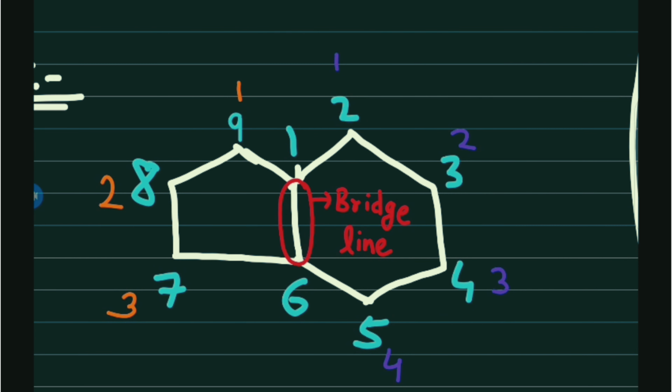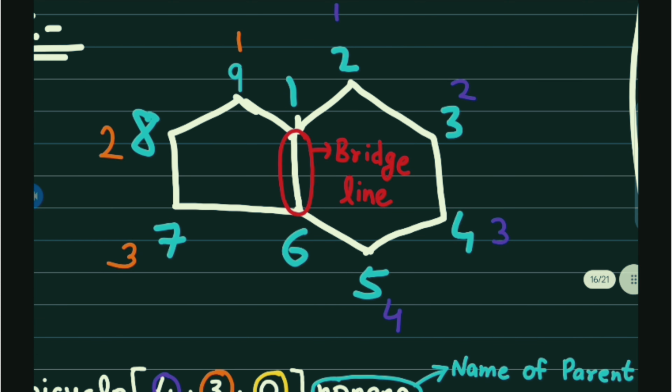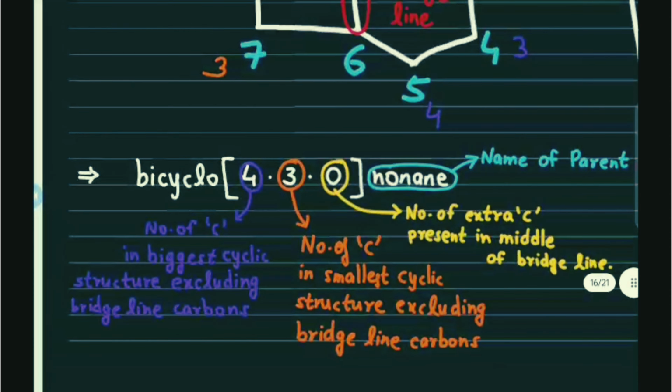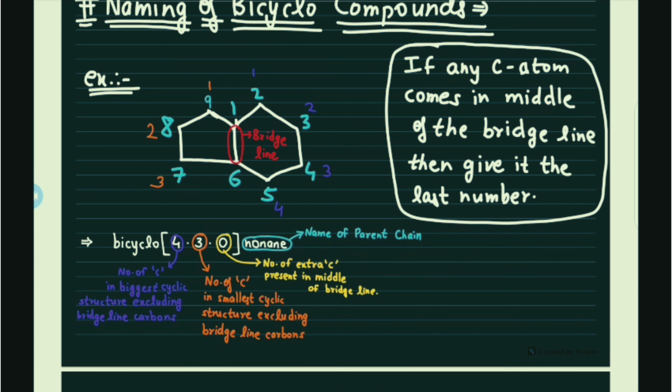Okay, see, the main numbering of the carbon chain is in the light blue color. The number of carbons in the smallest ring excluding the bridge line carbons is given in the orange color, and the number of carbon atoms in the longest cyclic structure other than the bridging carbons is given in the purple color. Now you would understand why I have done so. The prefix you would use is bicyclo. It's compulsory, guys. You have to always use bicyclo.